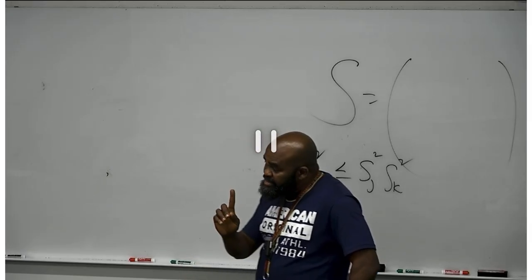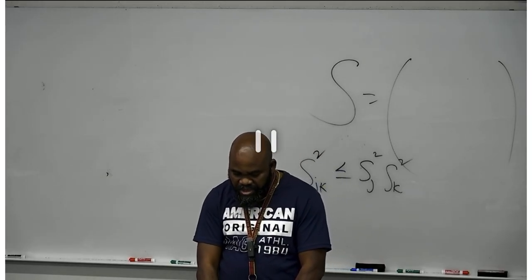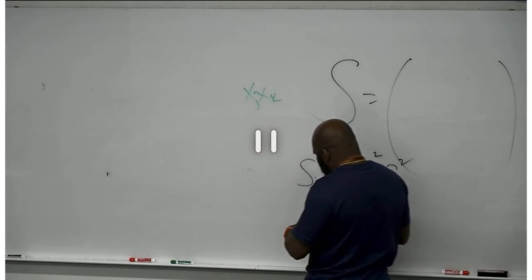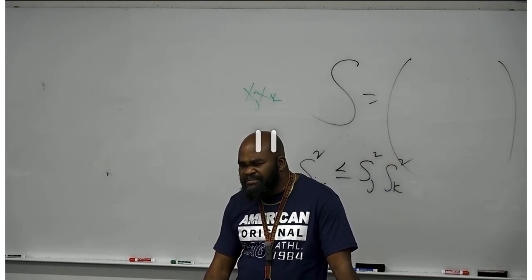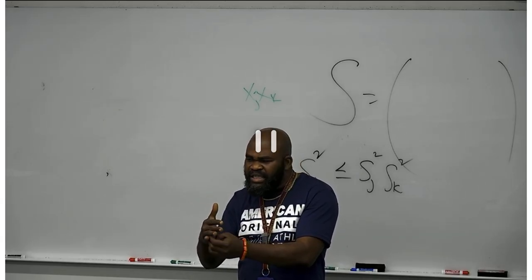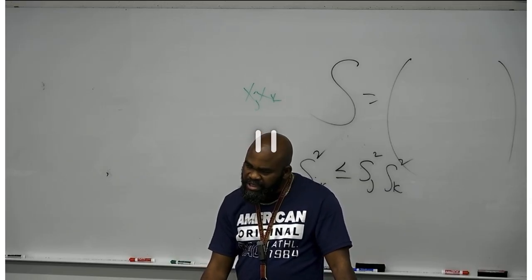And it says that equality is only going to hold if the two variables are linearly dependent. The two variables I'm focusing on, S_j and S_k, are linearly dependent. When I say linearly dependent, what does that mean? They depend on each other, a situation where you've got variables that are related. But when they are unrelated, we're going to say linearly independent.